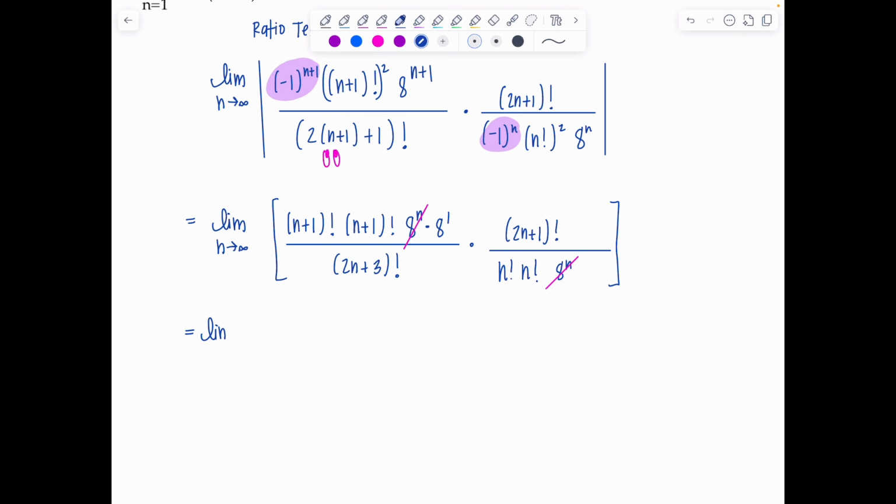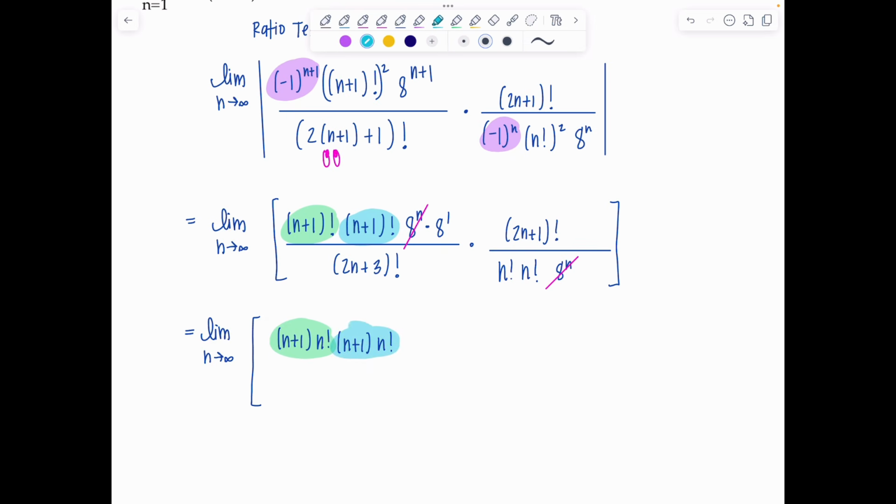So we've got limit, n goes to infinity. This n plus 1 factorial, I'm going to break it down: n plus 1 times n factorial. That's this one. Then I do it again for the other one. Once more, folks. You could write a squared if you're feeling bold. My students just usually are too nervous. So we're just writing it all out. It's okay. Times 8 to the first.